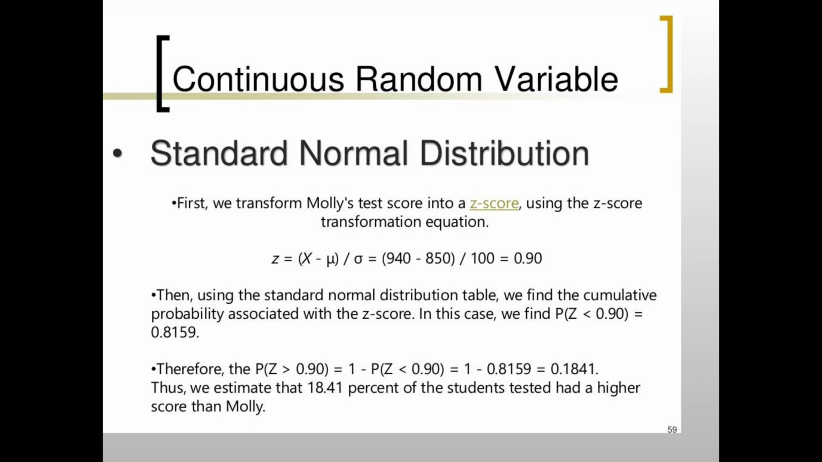In this case, we find P of z less than 0.90 is equal to 0.8159. Therefore, P of z greater than 0.90 is equal to 1 minus P of z less than 0.90, which means 1 minus 0.8159 gives 0.1841. Thus, we estimate that 18.41% of the students tested had a higher score than Molly.